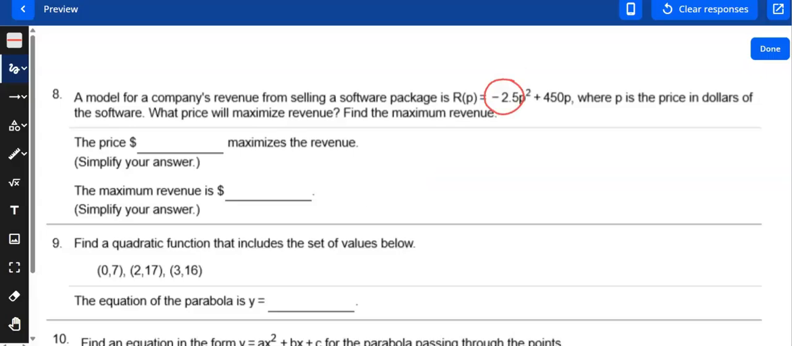Since this is a negative, we know that this is going to be a parabola that opens down. Negative numbers don't make sense in talking about how much we're selling or how much money we're making. Where do you find the maximum on a picture like this? Well, of course the answer is at the vertex. So this question is all about finding the vertex.